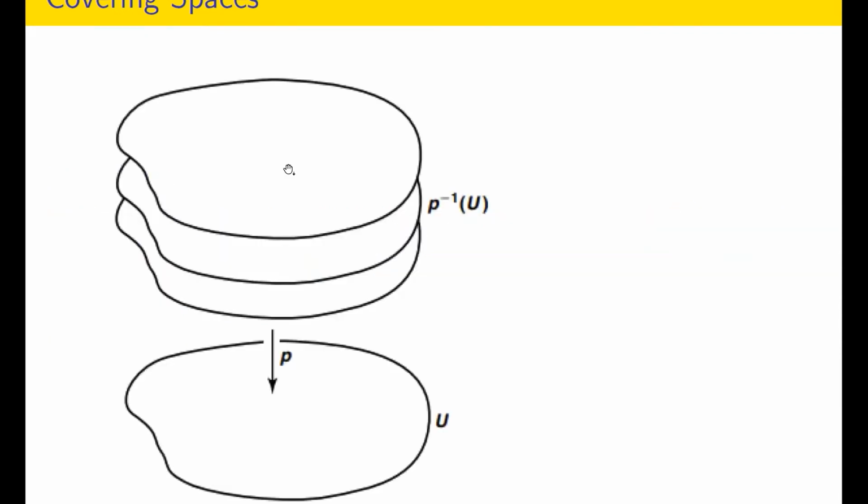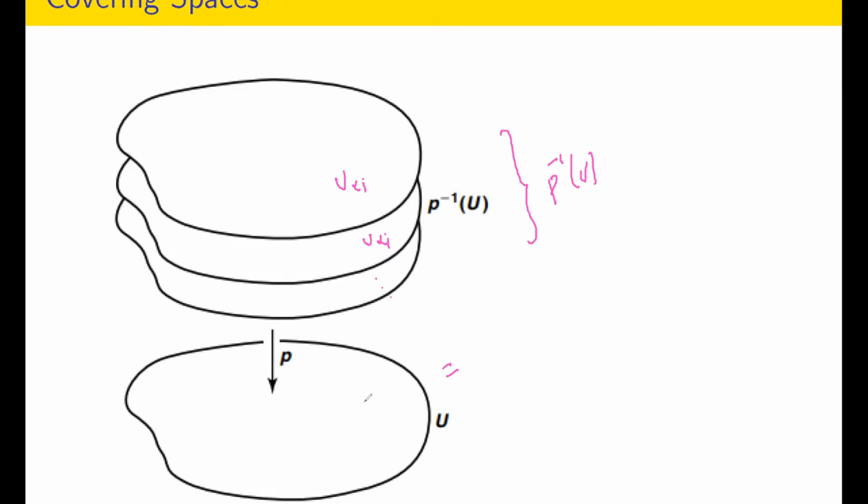So we have this figure. This is our U, and this thing is P inverse of U. What we have is that P inverse of U is a disjoint union of V alpha. Suppose it is V alpha I and V alpha J and so on. When we restrict P to this V alpha I, it is homeomorphic to U. So these V alphas and U will look alike. So this is the figure.